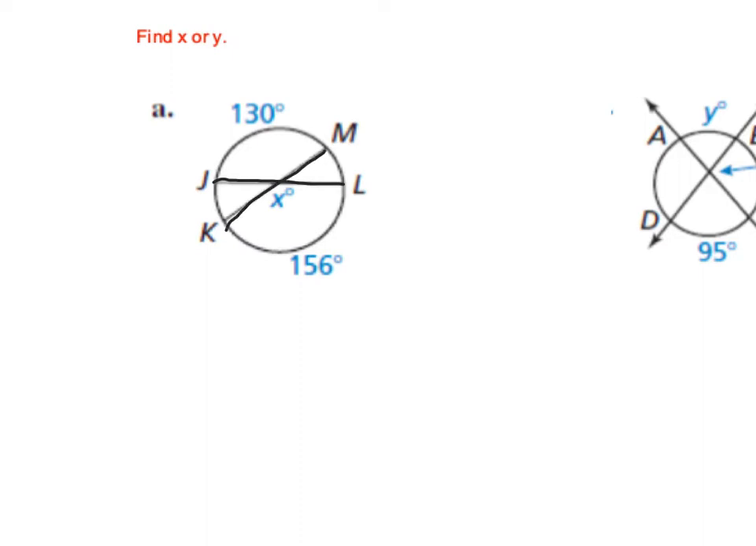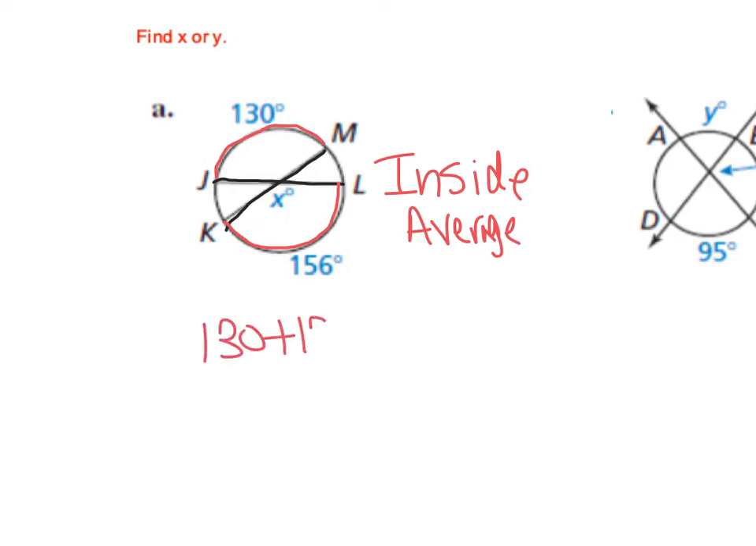Okay. And you have angle X that intercepts this arc. So the two chords intercept that arc, and they also intercept this arc. Okay, and so what we do is if they meet on the inside, that means we are going to average the two intercepted arcs. So X is going to equal, I'm going to add 130 plus 156 and divide by 2, and I would get 143.